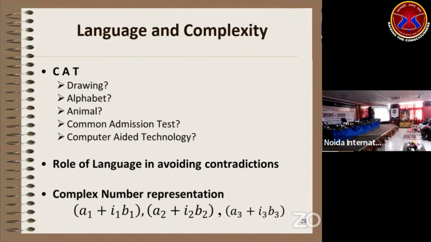So how much time do you have? How much have I got? 10 minutes. Okay. Yeah, let me plunge into the main part.